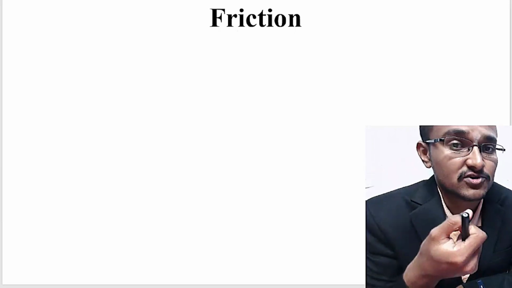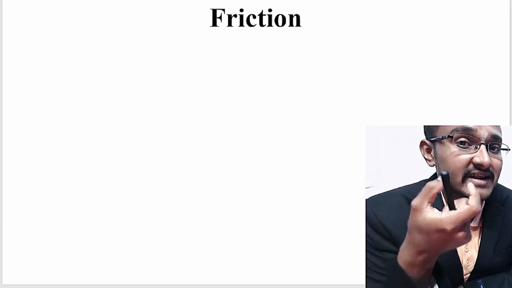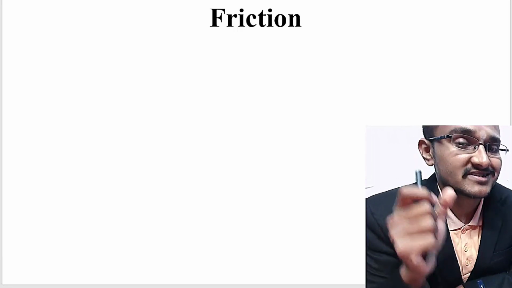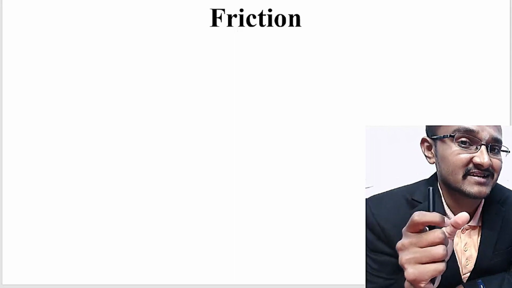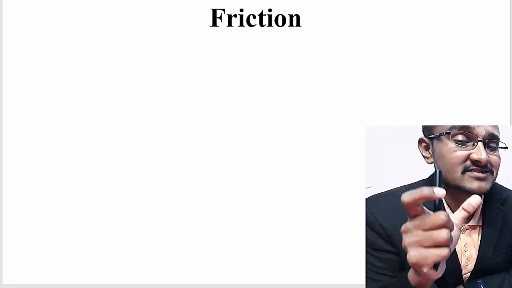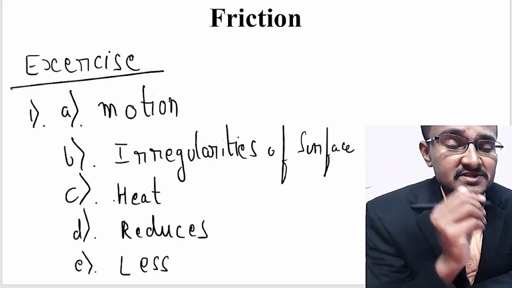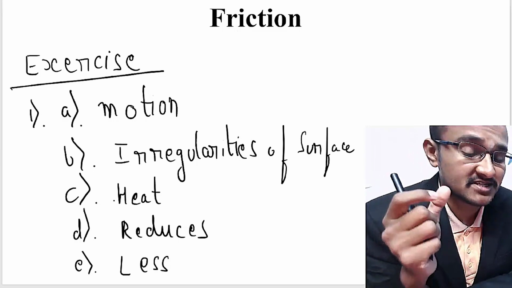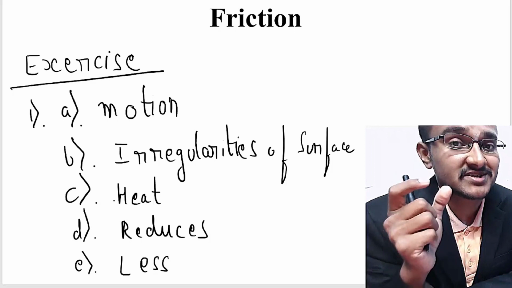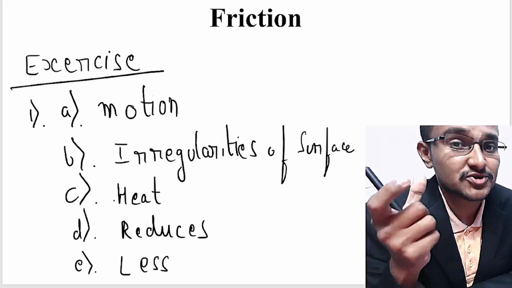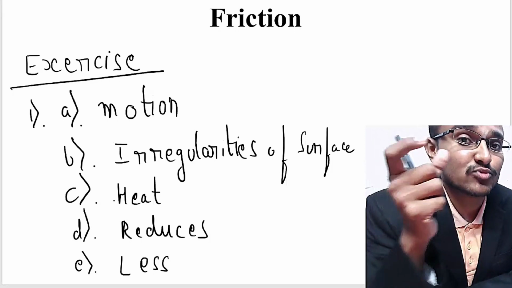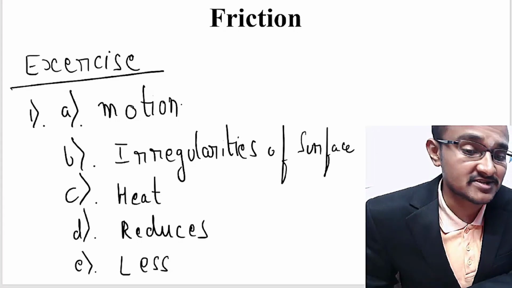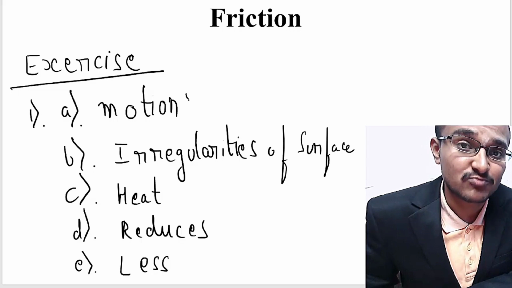In my last video, I was discussing the 9th chapter of 8th standard science subject, which is friction. So in this particular video, I will be explaining the answers present in this friction chapter. Coming to the first question in this exercise, we have fill in the blanks. The first question states that friction opposes dash to the objects. So it actually restricts the motion of two objects on each other. So the answer for the first question in this fill in the blanks is motion.